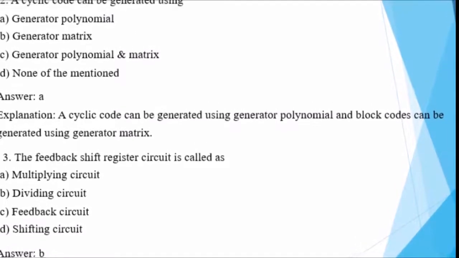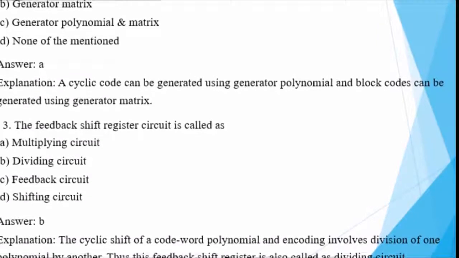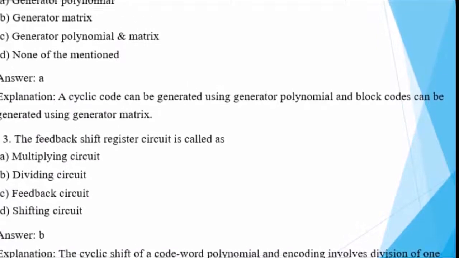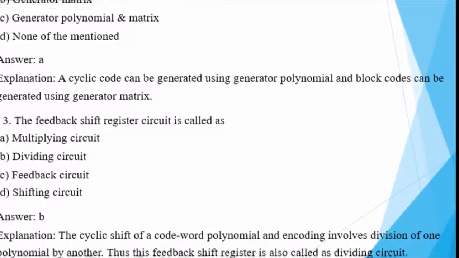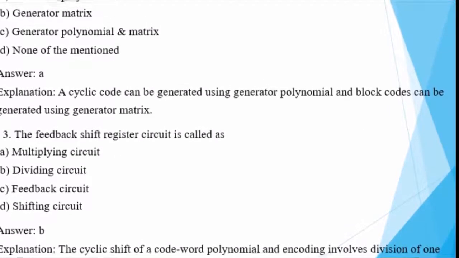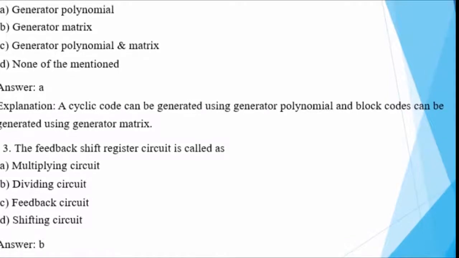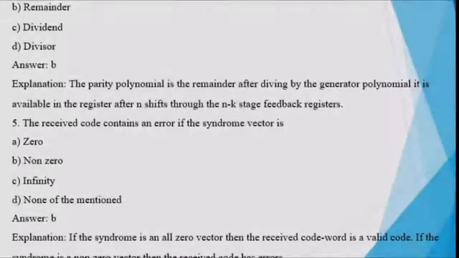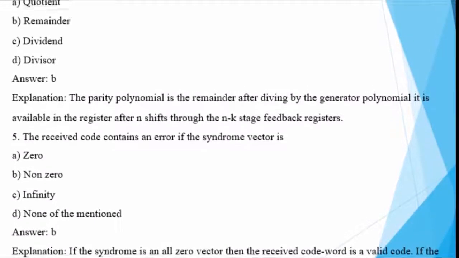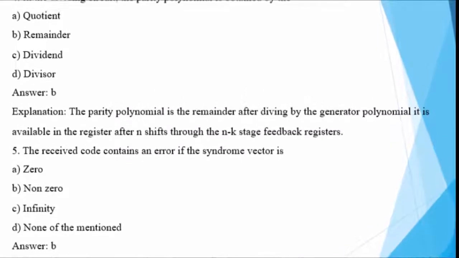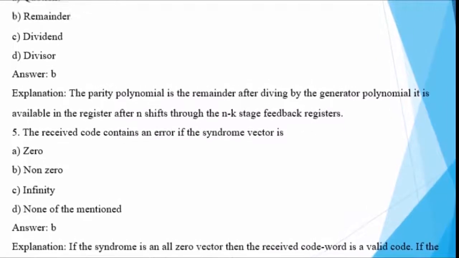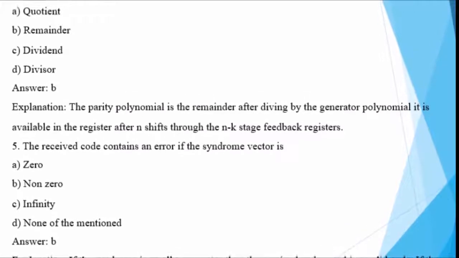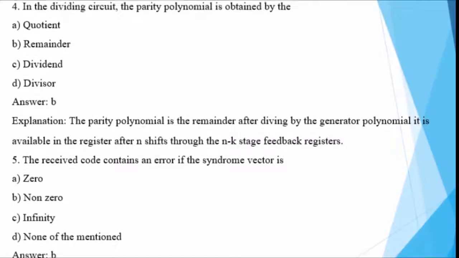So நம்மளுக்கு தெரியும் cyclic codeல பார்த்தீங்கன்னா systematic cyclic code and non-systematic cyclic codes இந்த ப்ராப்ளம்ஸ்லாம் பார்த்துருக்கோம். ஸோ இதில் பார்த்தீங்கன்னா இந்த dividing கான்செப்ட் நம்ம யூஸ் பண்ணுவோம். ஸோ அதனால் இங்கே dividing circuit is the answer. Next question, in the dividing circuit the parity polynomial is obtained by the remainder. So after dividing by the generator polynomial. So அப்போ generator polynomial பார்த்தீங்கன்னா quotient and this parity polynomial is the remainder.